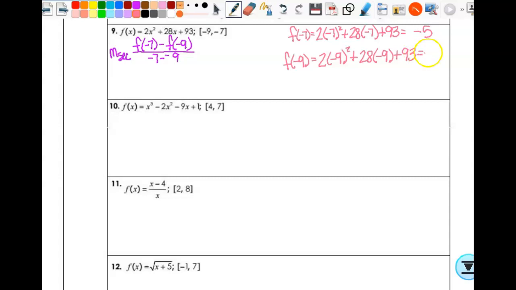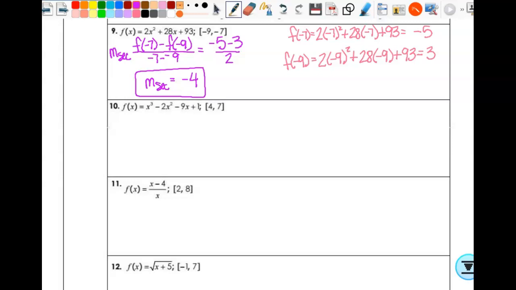3. Good. Okay, so now that I have those two things, I can come back over here and finish this. So that is equal to negative 5 minus 3 over 2. So the slope of the secant line is going to be equal to negative 4. Any questions at this point?